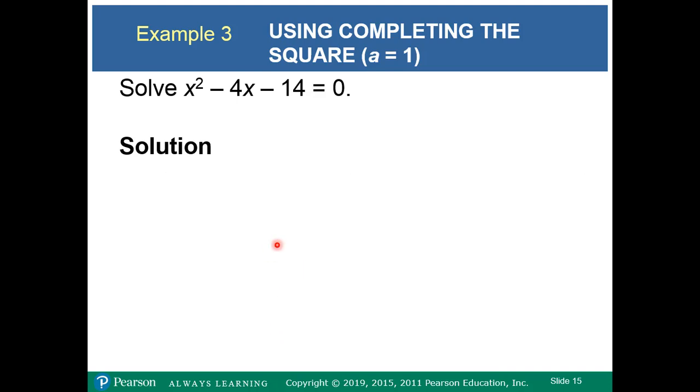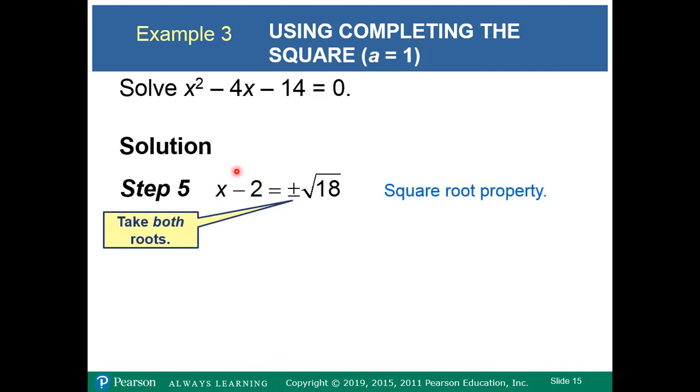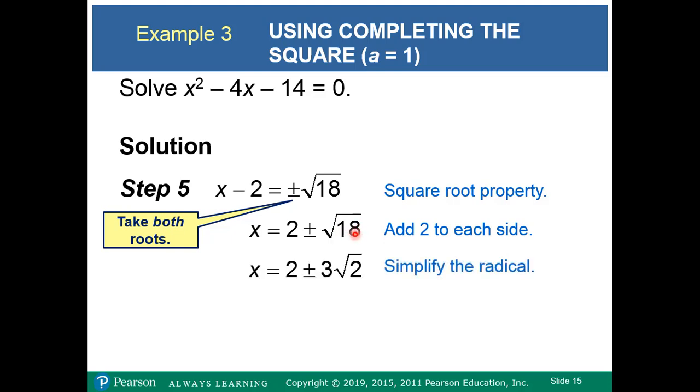And so we get x minus 2 is plus or minus the square root of 18. And now we're going to add 2 to both sides. And we get x is equal to 2 plus or minus the square root of 18. And now we can see if we can simplify this, which we can. This can be split into 2 times 9. And we get 3 times the square root of 2.